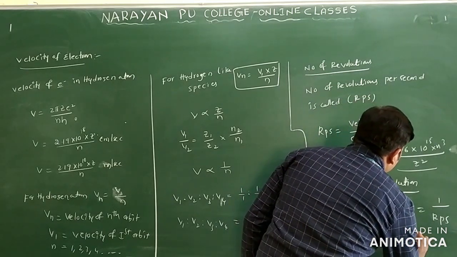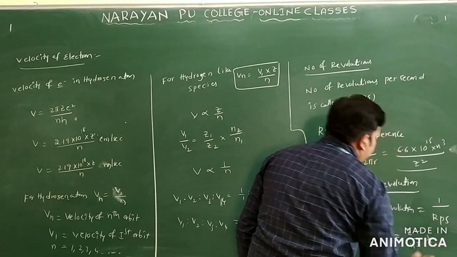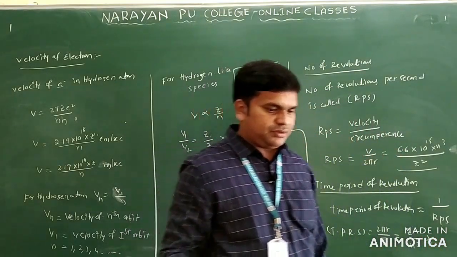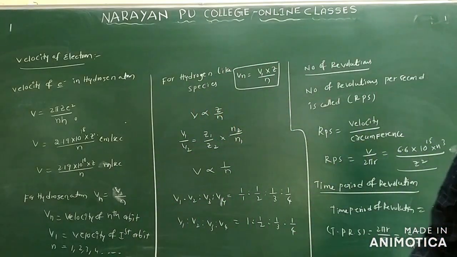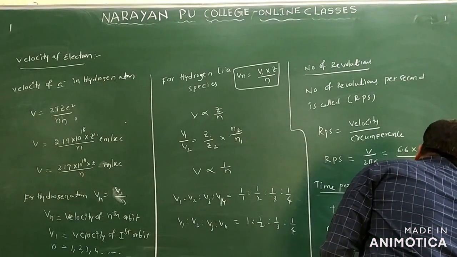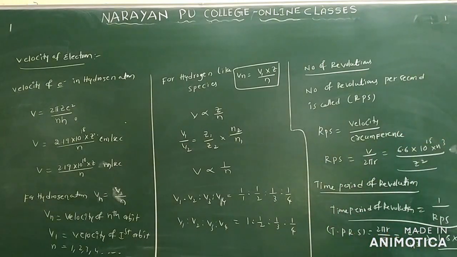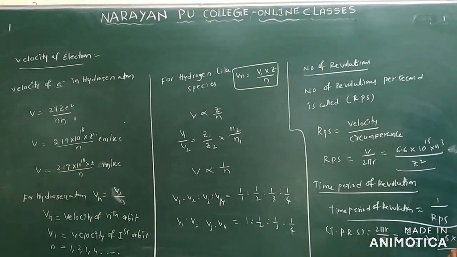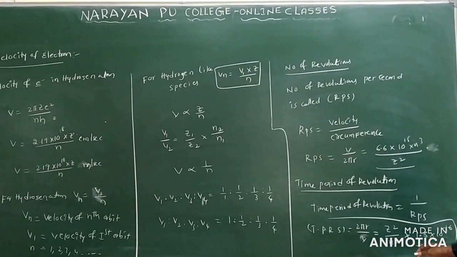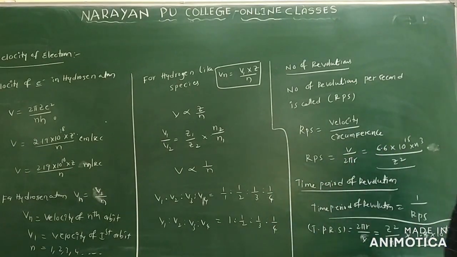So you can get this one, Z square by n cube into 1.5 into 10 power minus 16. This is what? TRPS, time period of revolution. So what is the value we got here? 1.5 into 10 power minus 16. Just reverse this value and you will get the time period of the revolution only.